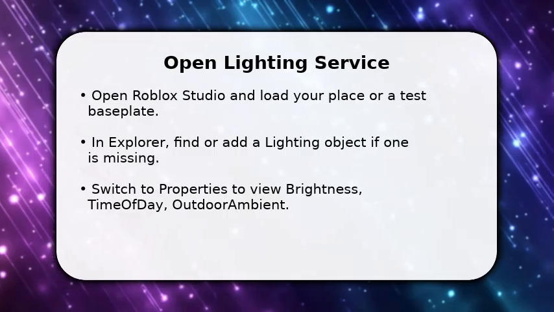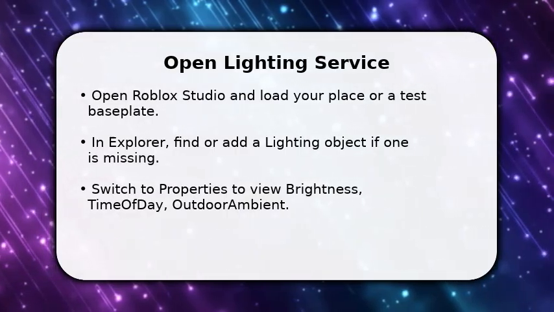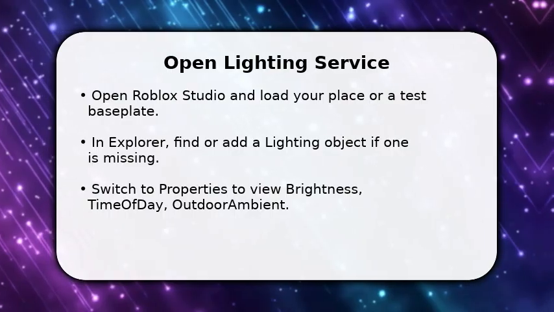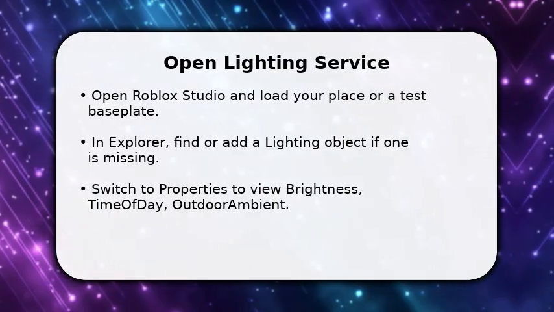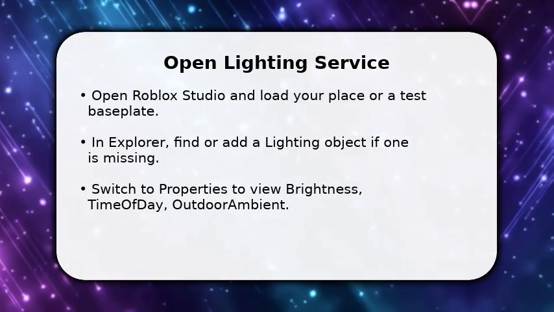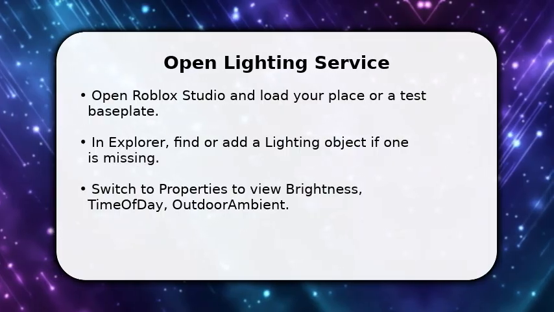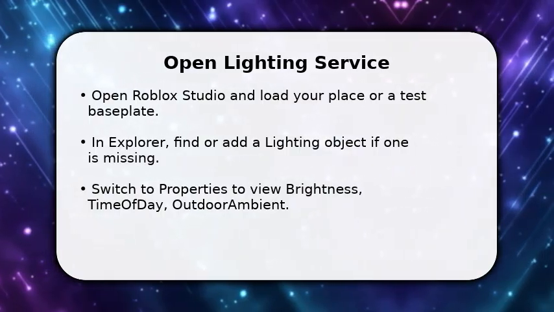You start by opening the place you want to edit and locating the lighting service in Explorer. This is where global brightness lives. Once done, click Lighting and make sure Properties is visible so you can change values directly. You'll see brightness, clock time/time of day, and ambient settings. These three control perceived light.